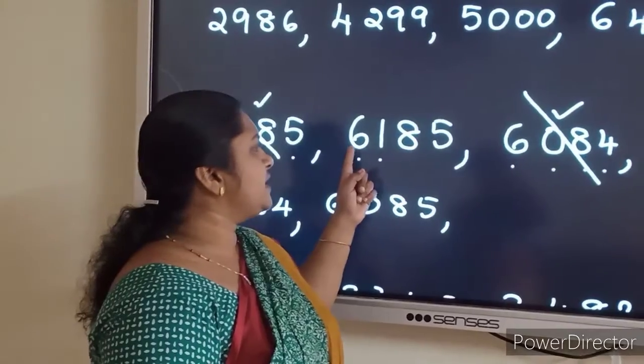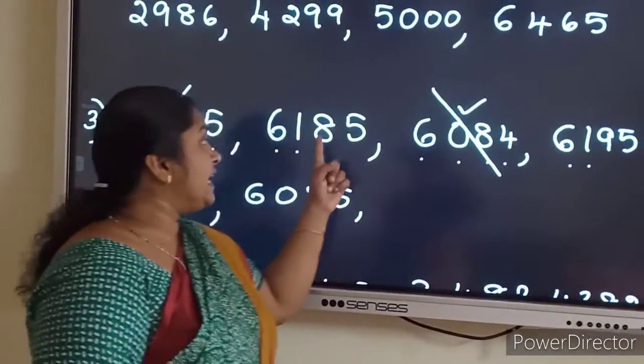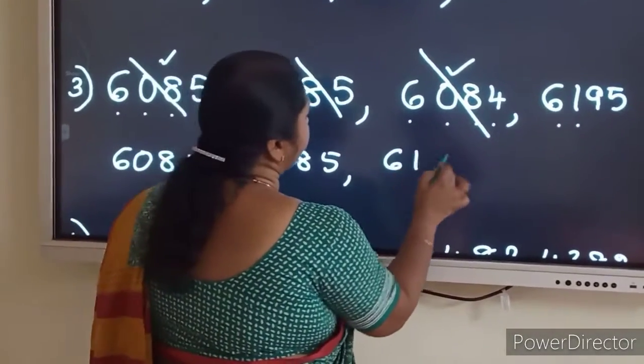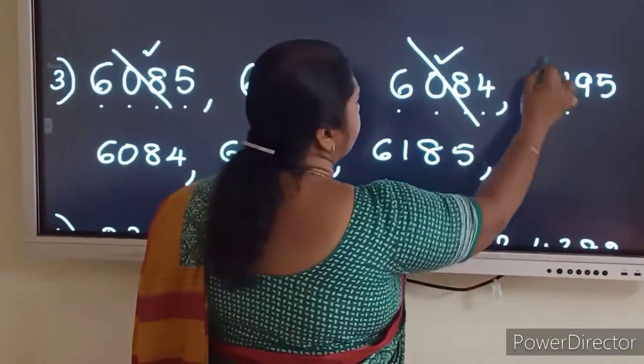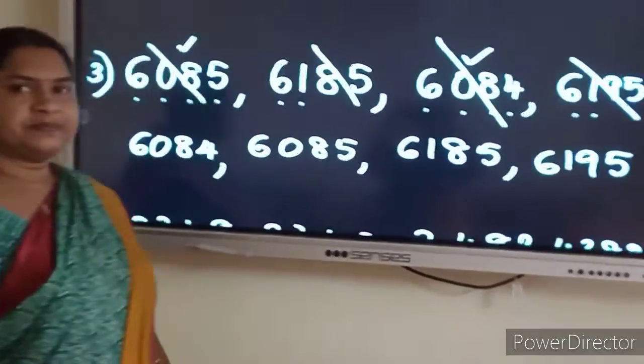Now we have only 2 more to compare. We have the first digits 6 and 6, then 1 and 1, here 8, here 9. So this will be the next one, and the last one 6195.